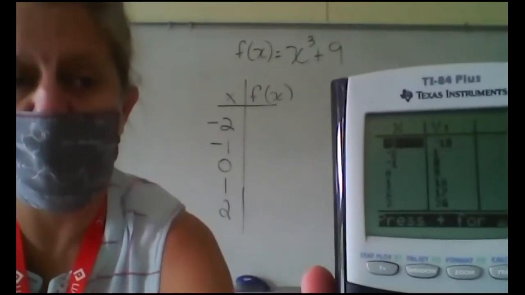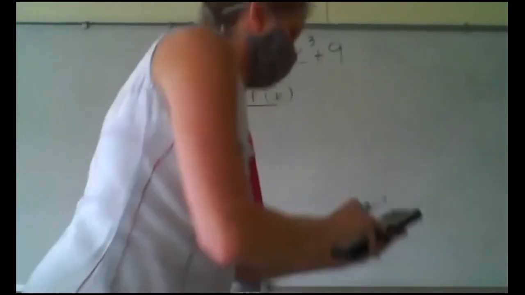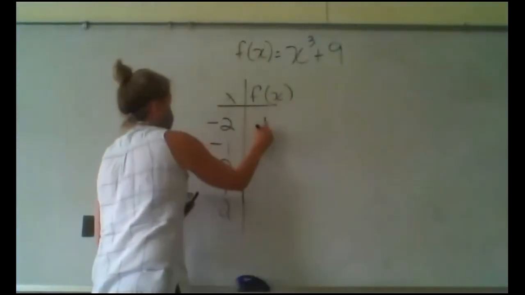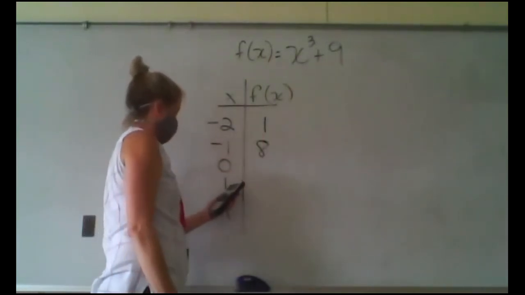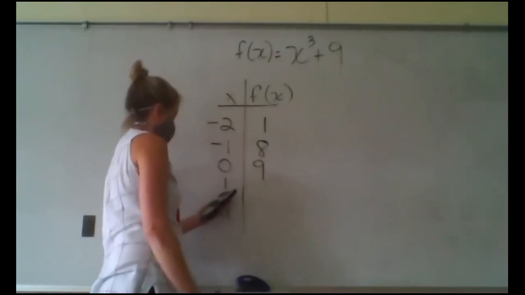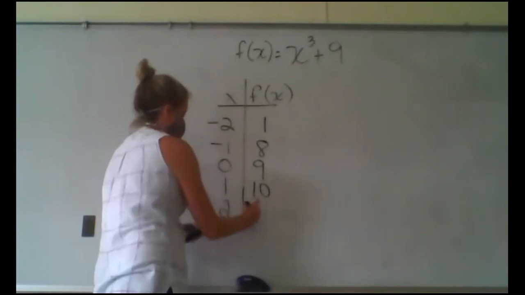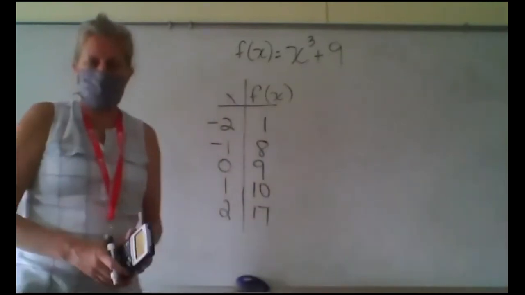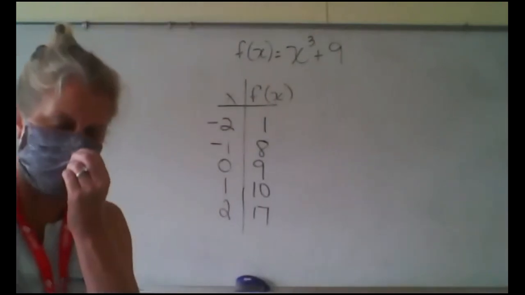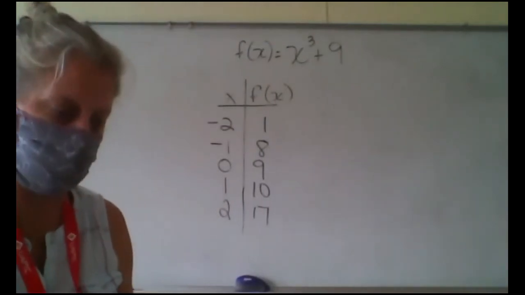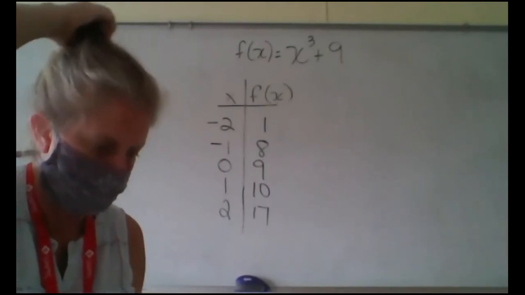So there's all the numbers I need from the table. So let's see, -2 gave me 1. -1 gave me 8. 0 gave me 9. 1 gave me 10. And 2 gave me 17. So again, don't waste your time and risk making a mistake on trying to just plug all those numbers in when you can just simply use that table function. We're going to use the table function a lot this semester.